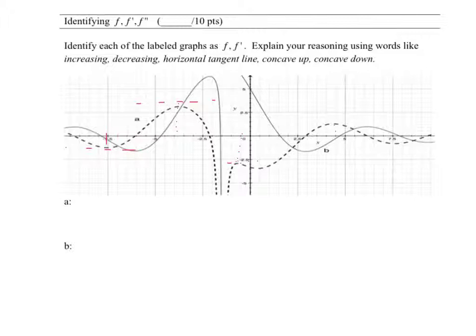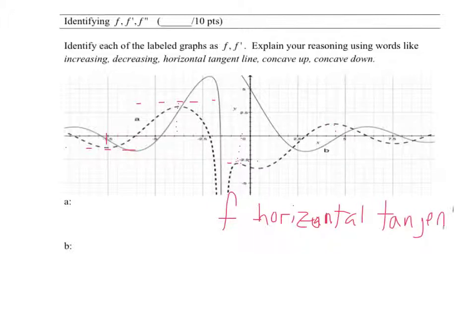And then somewhere over here. The key is, every time I have a horizontal tangent, the derivative function has to have a 0. So if the function has a horizontal tangent, f prime needs a 0. In this case, that doesn't happen. None of those places on my dotted function where I have horizontal tangents does my solid line function have a 0.